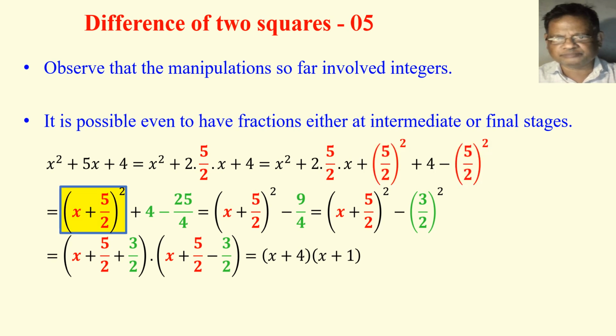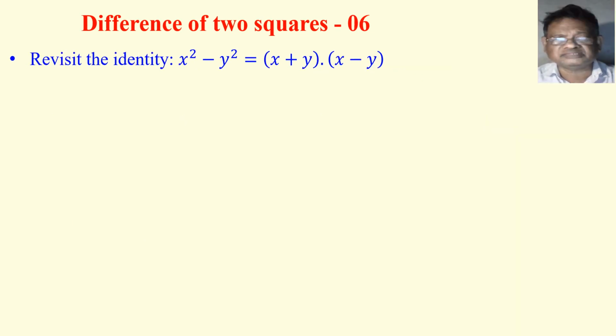Identify one perfect square and the remainder of the terms marked in green, and that happens to be a perfect square. Finally, we have a difference of squares. Applying the standard identity and simplifying the result in obtaining the factors. Revisit the identity: x squared minus y squared is equal to x plus y into x minus y.